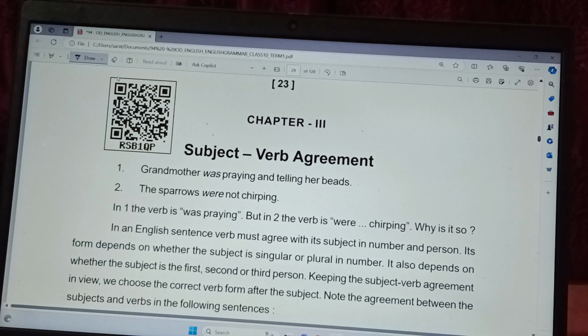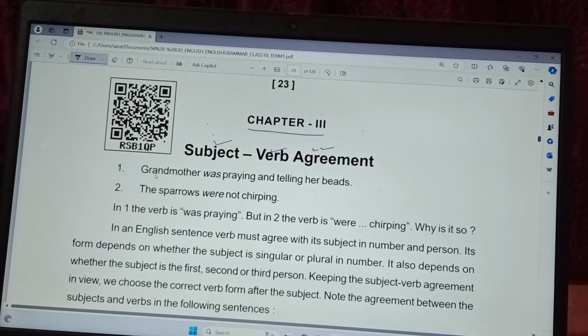Today we discuss an important chapter in 10th class English grammar, that is, students, chapter 3, that is subject verb agreement. Students, let's see the example in your grammar textbook.